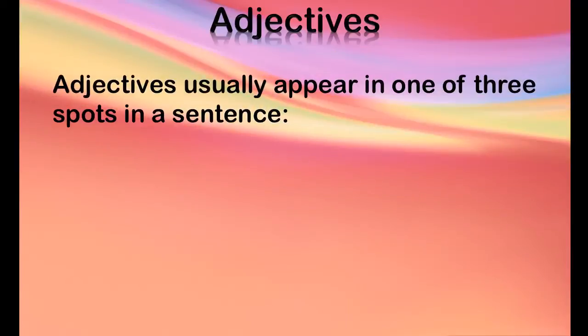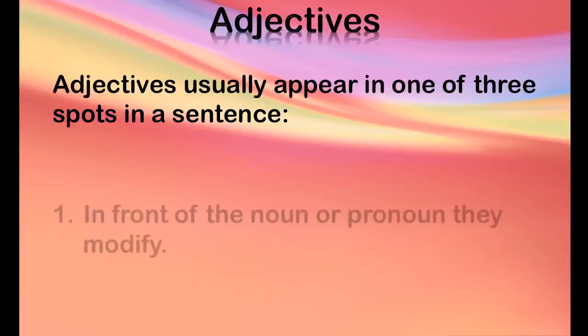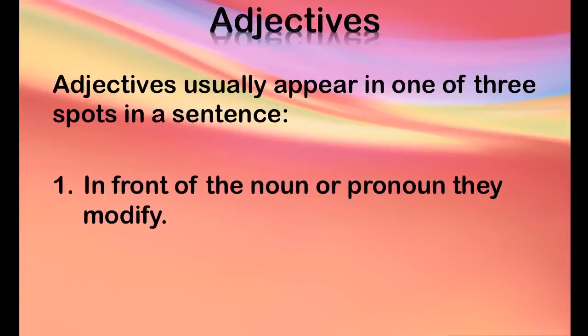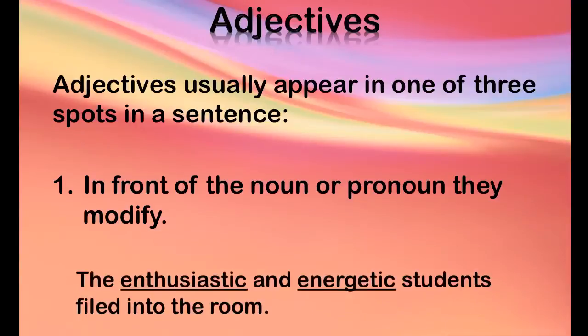Adjectives usually appear in one of 3 spots in a sentence. Most commonly, we find adjectives in front of the noun or pronoun that they modify. So in this example, the enthusiastic and energetic students filed into the room. Both enthusiastic and energetic tell us which students. Therefore, they're describing the students, and students is a noun; enthusiastic and energetic are adjectives.